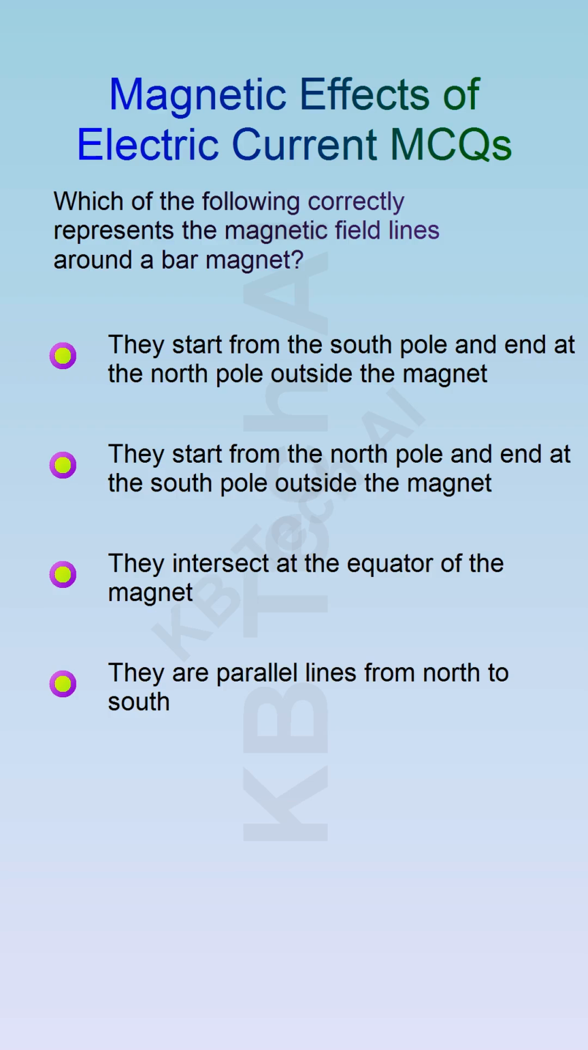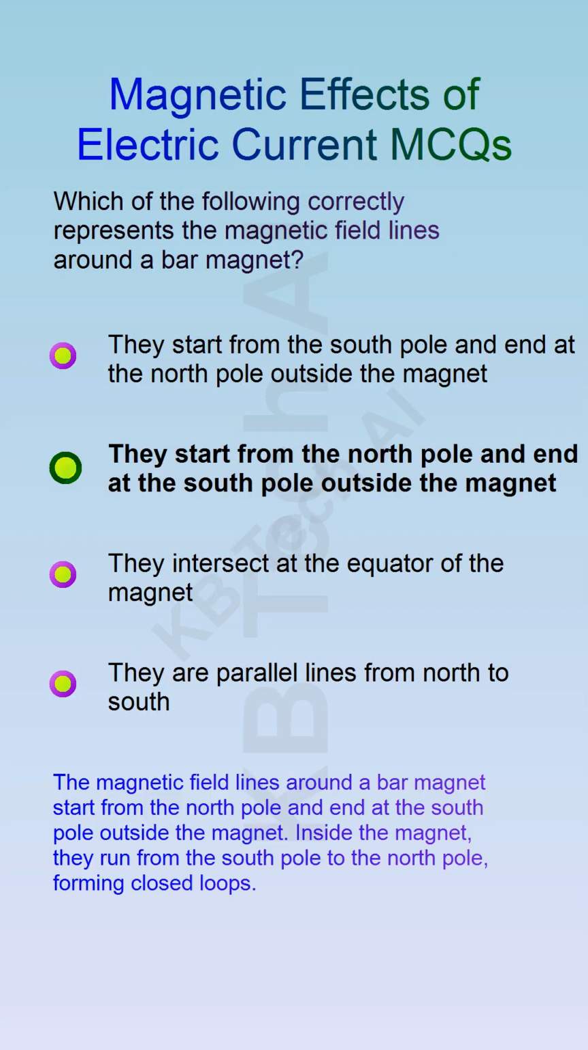Which of the following correctly represents the magnetic field lines around a bar magnet? Option 1, they start from the South Pole and end at the North Pole outside the magnet. Option 2, they start from the North Pole and end at the South Pole outside the magnet. Option 3, they intersect at the equator of the magnet. Option 4, they are parallel lines from north to south. The answer is, option 2, they start from the North Pole and end at the South Pole outside the magnet.